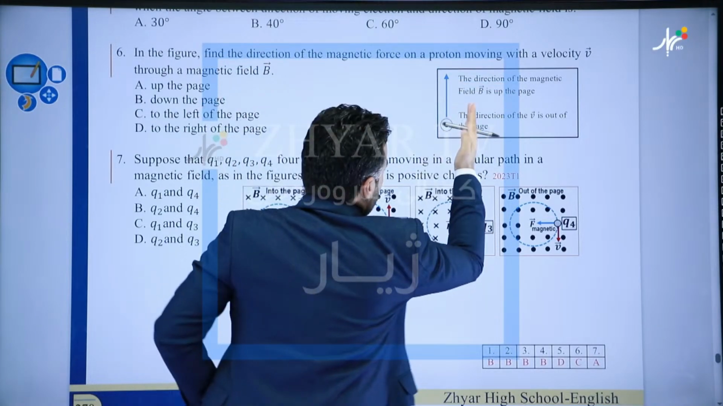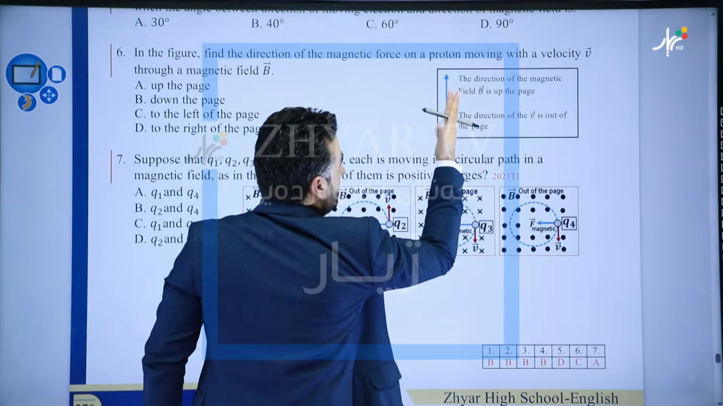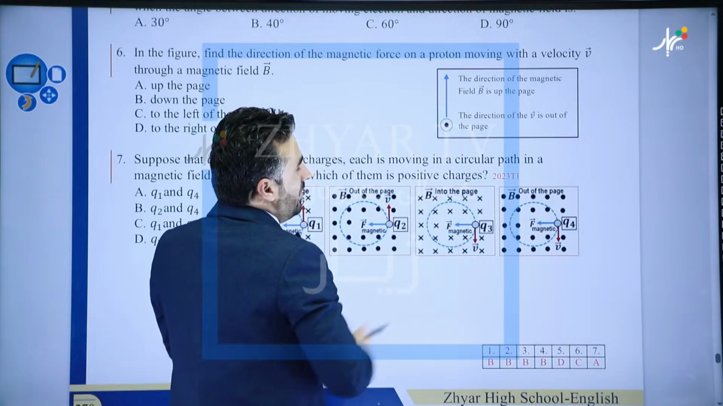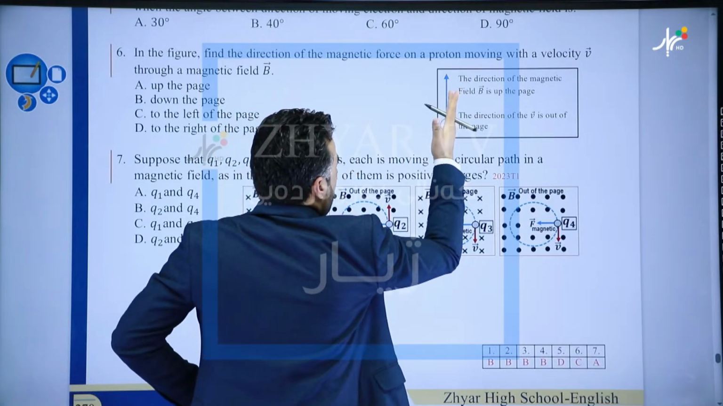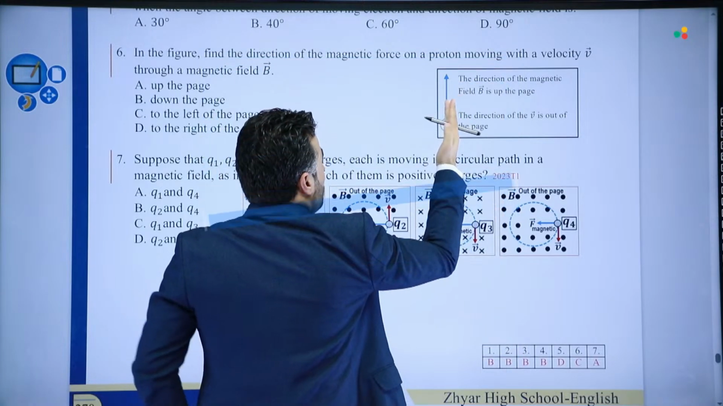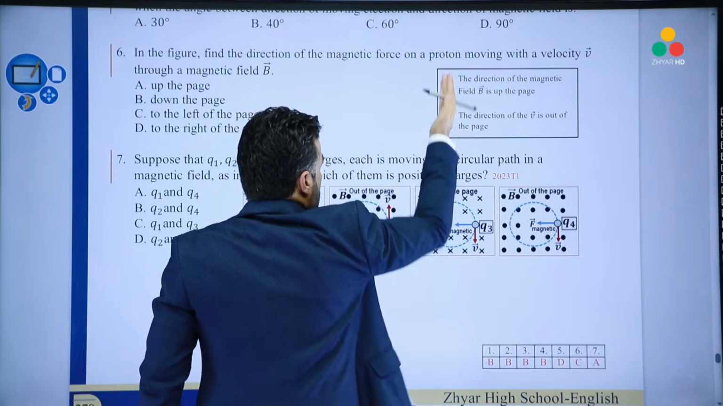So once again, you could do something like this. This is out of the page. You can see my thumb. It is out of the page. Okay, let me hold the pen correctly. So this is out of the page, and this is the direction of the magnetic field, which is upward here.